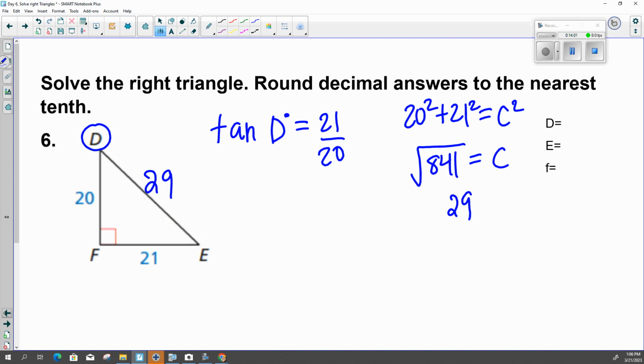Did I pick on you yet, Eric? I don't think so. How do I solve this for D, Eric? How do I separate that tangent from the D? So there's two options. Can I divide by the word tangent, or is this where I use the tangent -1?